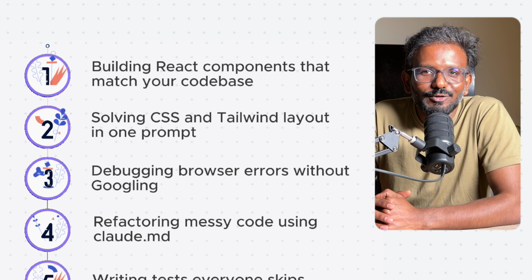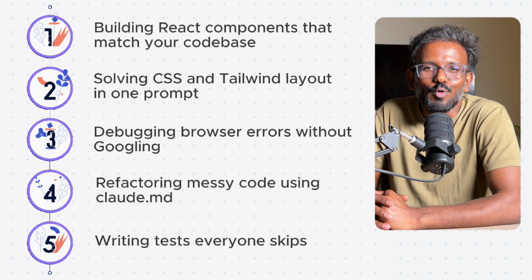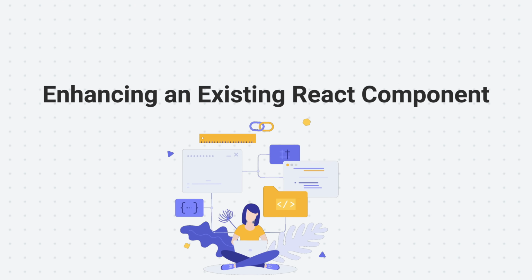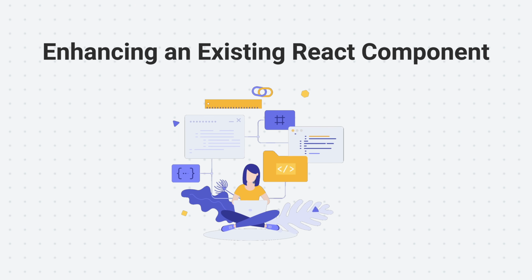Let's talk about the 5 workflows, starting with the one that saves me the most time every single day. Workflow 1: adding an additional feature to an existing React component. Here is the whole process. First we try to understand the existing React component, then write a few methods, a few props, TypeScript types, then Tailwind classes. You know this routine. You have done it hundreds of times.